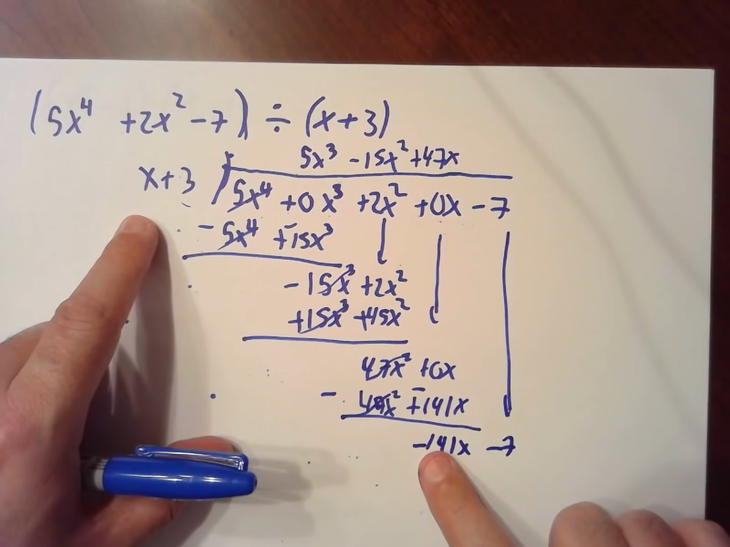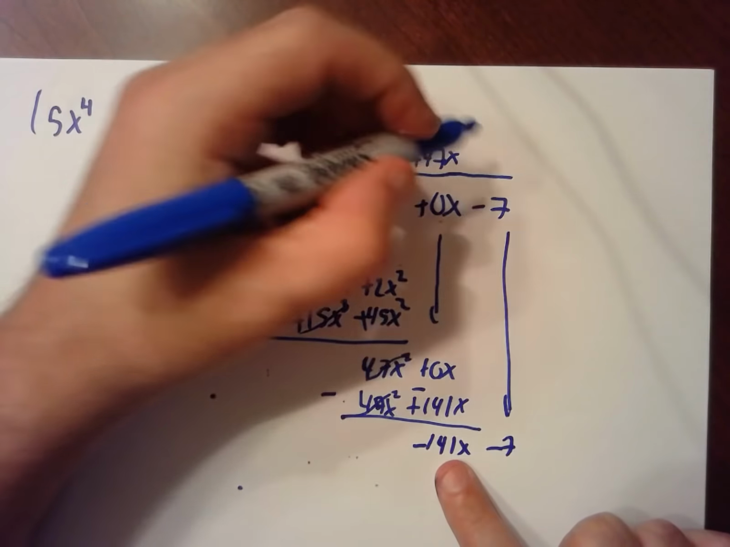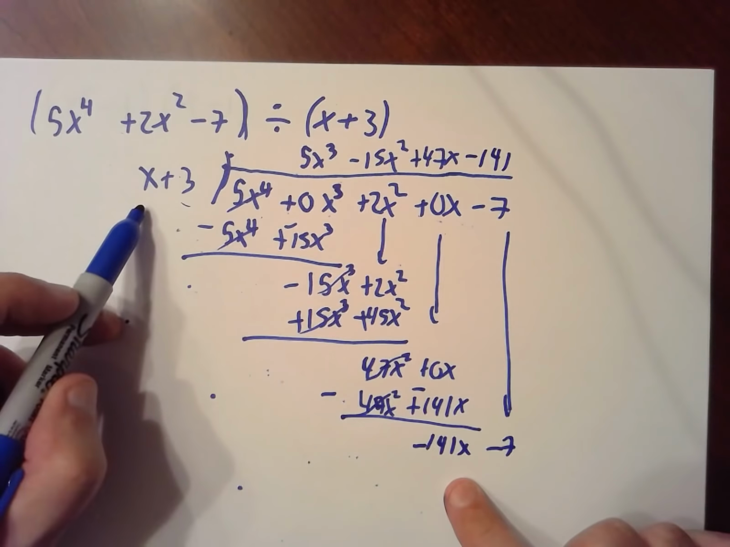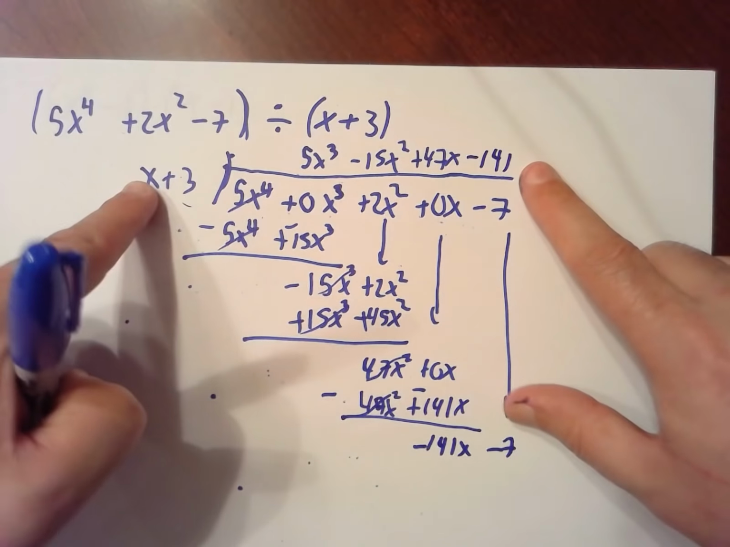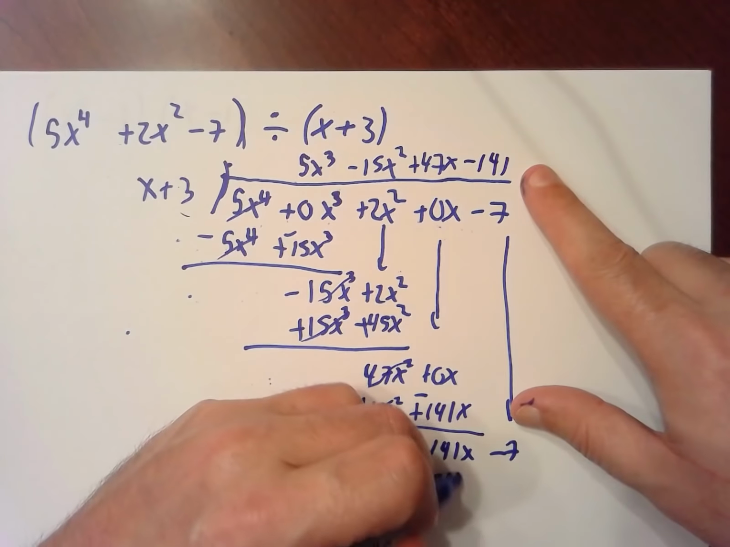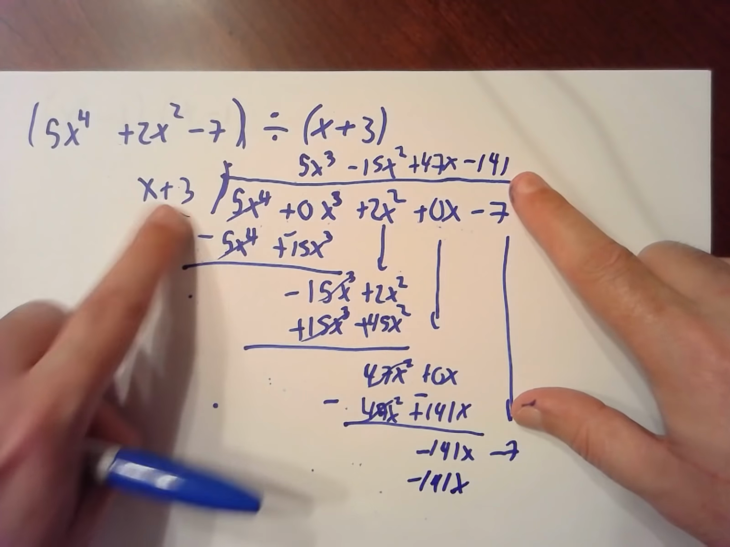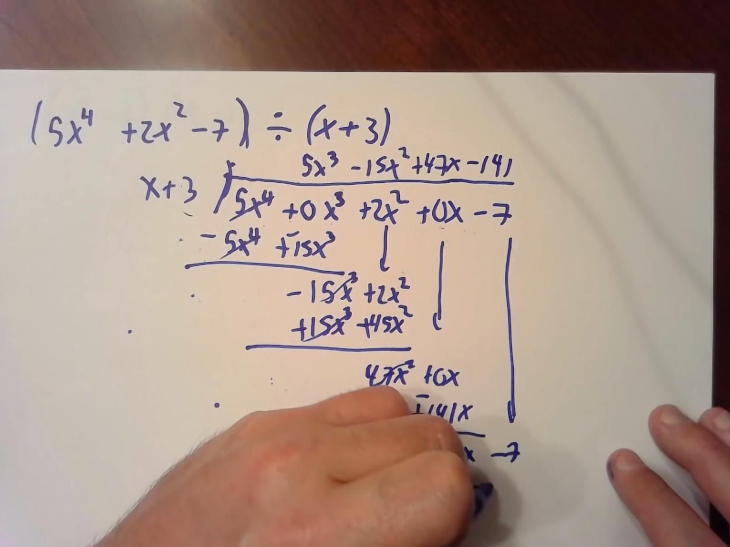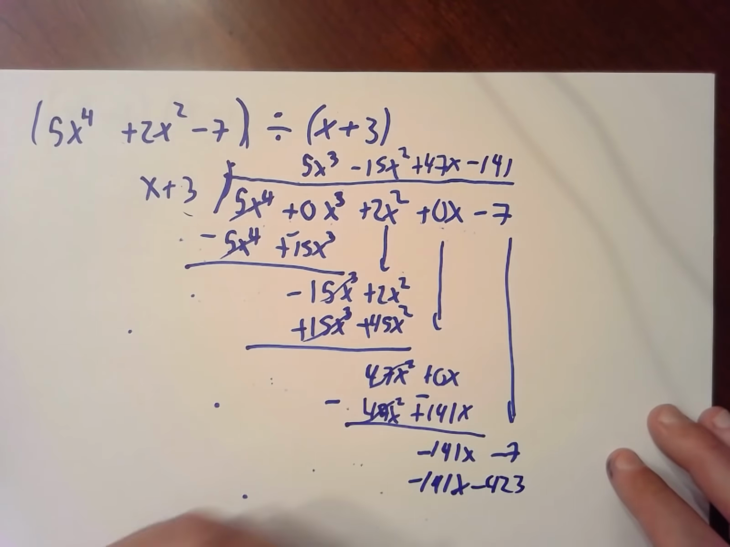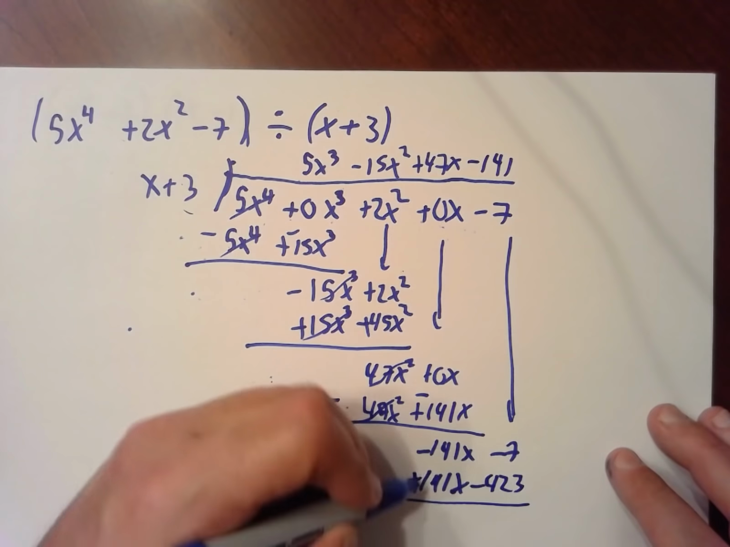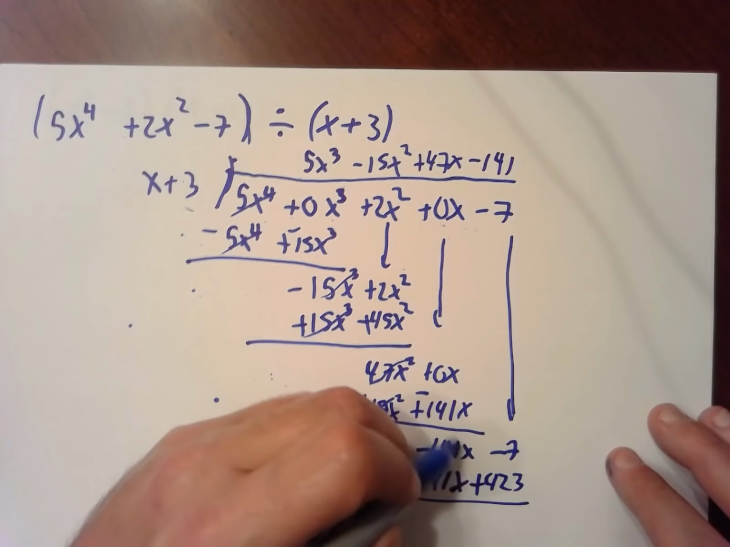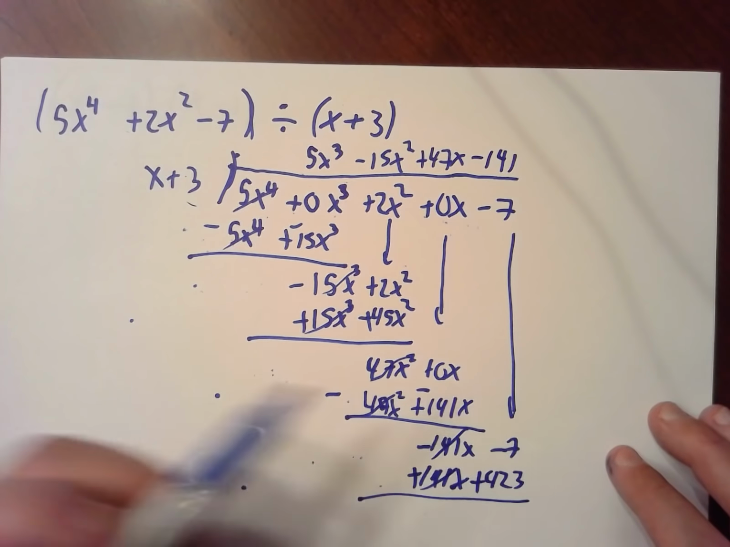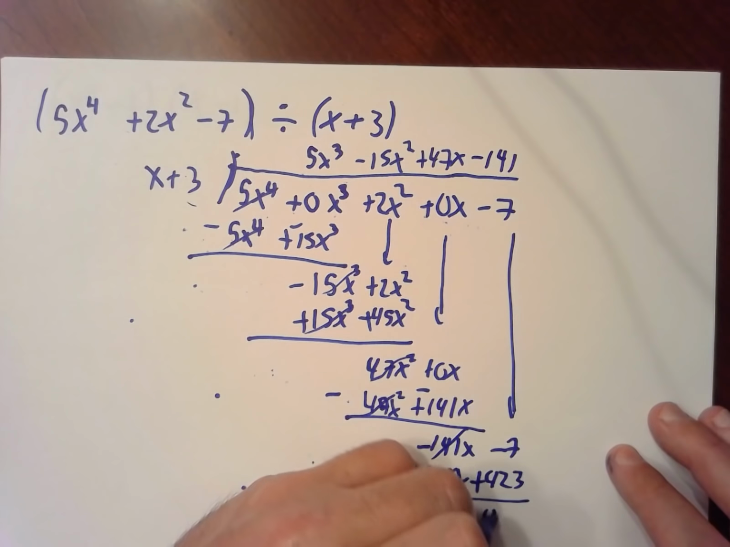X times what is negative 141x? That would be negative 141. Distribute. Negative 141 times x is negative 141x. Negative 141 times 3 is 423, negative 423. Draw the line, change the signs. These two cancel. They better. 423 minus 7 would be 416.